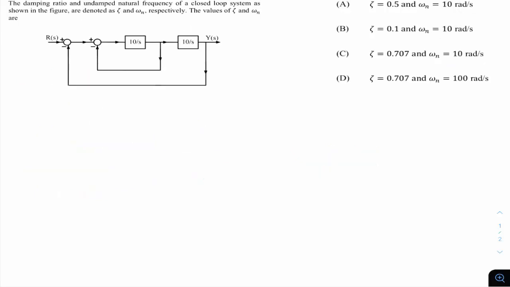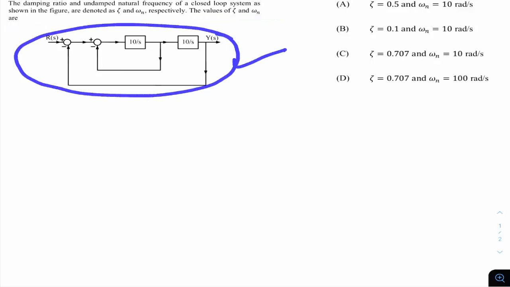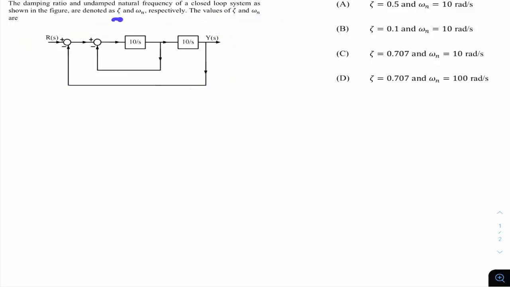This question was asked in GATE 22 of electrical. This is from the control systems subject and from the time response analysis topic. The question is: the damping ratio and undamped natural frequency of a closed loop system as shown in the figure are denoted as zeta and omega n. The values of zeta and omega n are. So we are given this particular block diagram. With respect to this, we have to find the values of zeta and omega n.